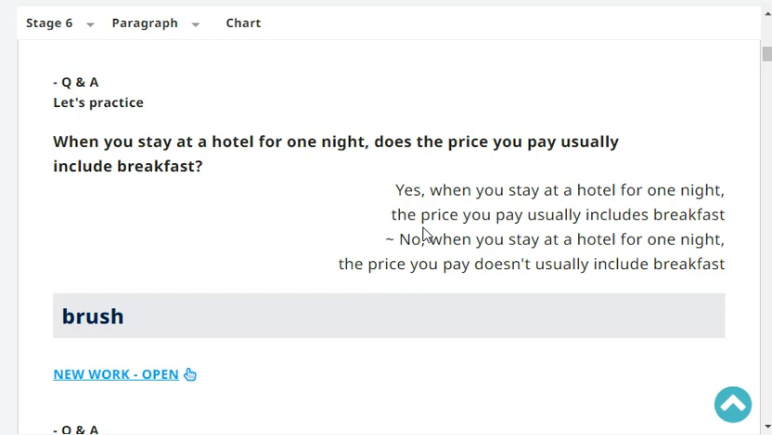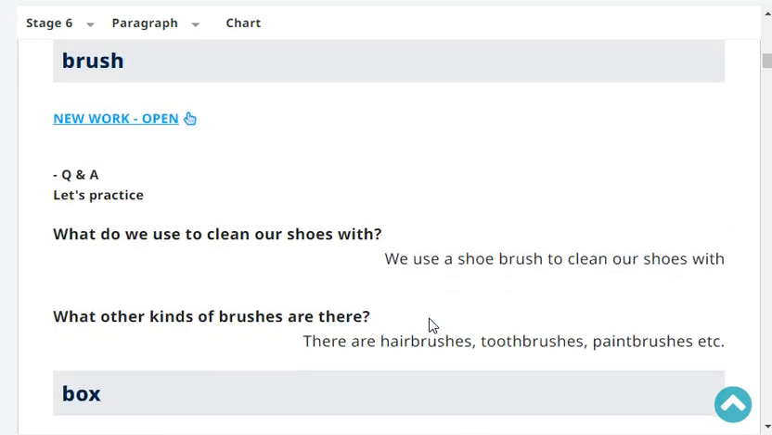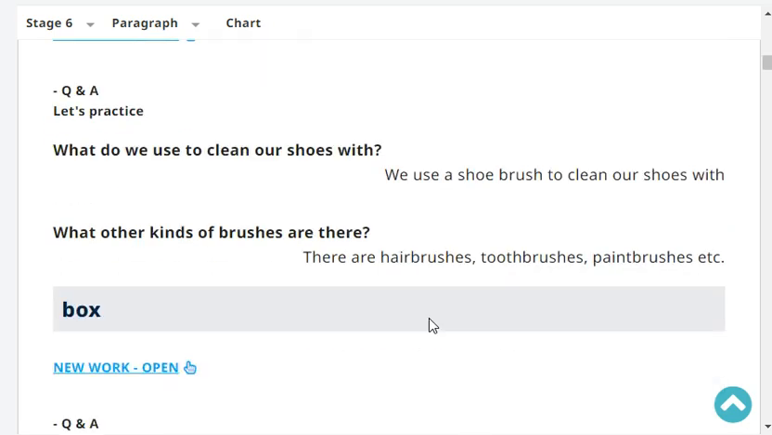Yes. When you stay at a hotel for one night, the price you pay usually includes breakfast. Very good. What do we use to clean our shoes with?